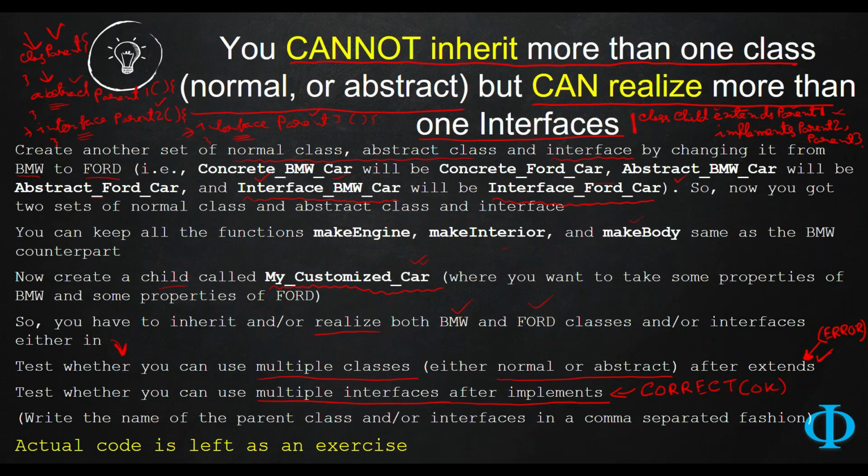So just test that. As I have shown earlier, write the names of the parent classes or interfaces after your extends or implements keyword in a comma separated fashion, for example, interface BMW car, comma, interface Ford car after implements. So you can do something like that, and then the actual code is left as an exercise. If you do this exercise, I'm pretty sure that your concept of abstract class and inheritance will be more clear.